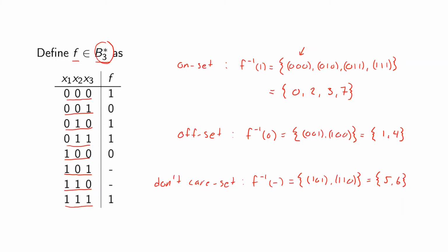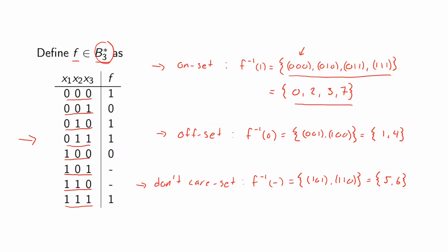So these are just different ways of defining the same function. So one way to define the function is by using the truth table. Another way to define the function is to use the onset, the offset, and the don't care set. And these sets can be written either in this notation, or we can write them in the little bit simplified notation which we used here.